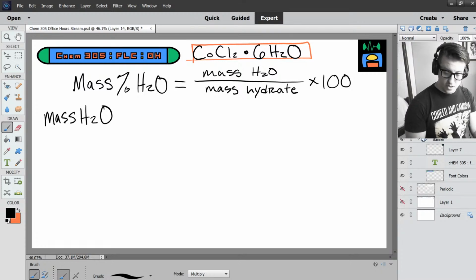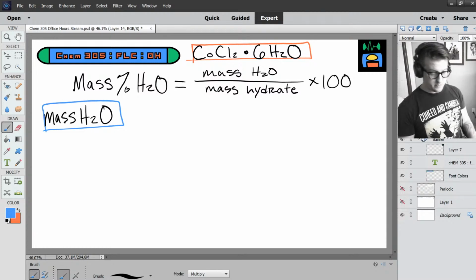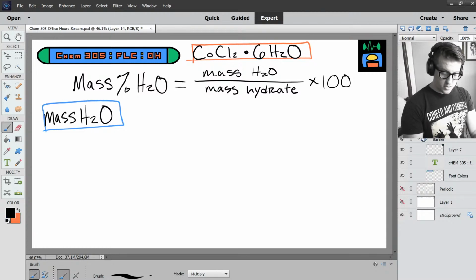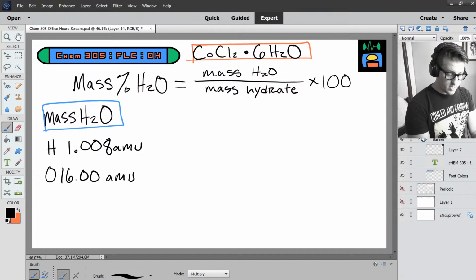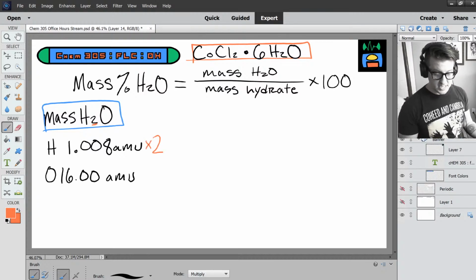To calculate the mass of water, we need to look at the periodic table. All right, so hydrogen has an atomic mass of 1.008 AMU. Oxygen has an atomic mass of 16.00 AMU. And the thing about hydrogen is we have two hydrogens in one water molecule, so we need to multiply this by 2.